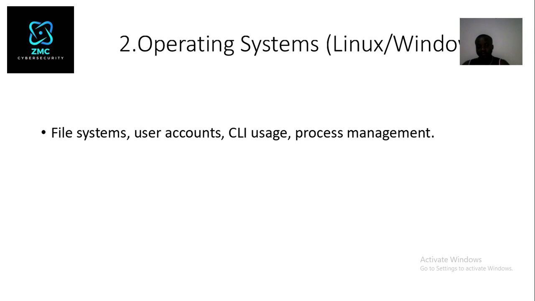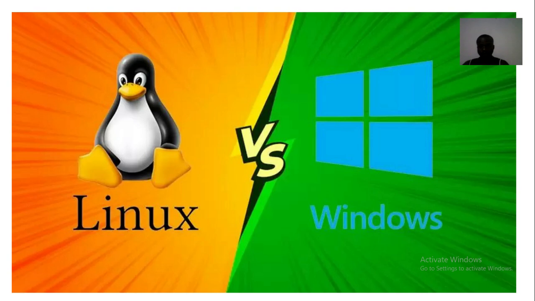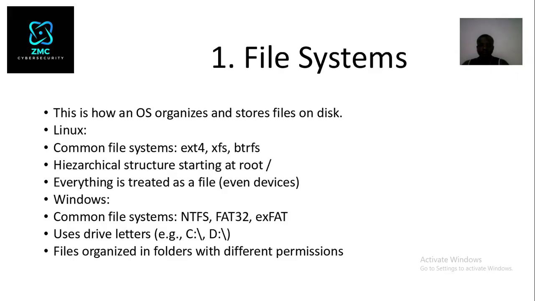We're going to be talking about how the file systems have been organized on both platforms, the user accounts, the CLI usage, and the process management. So the file systems, this is how an OS organizes and stores files on disk. On Linux, you have all the common file systems. That's the ext4, the XFS, and the BTRFS.